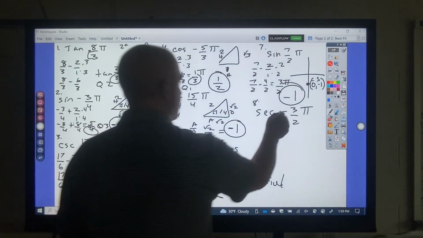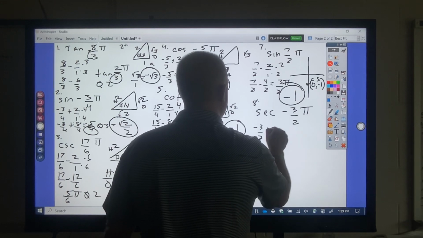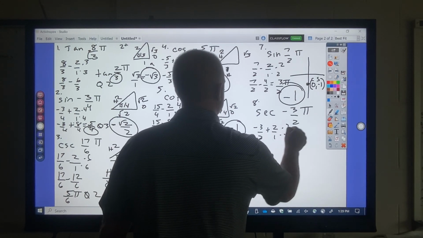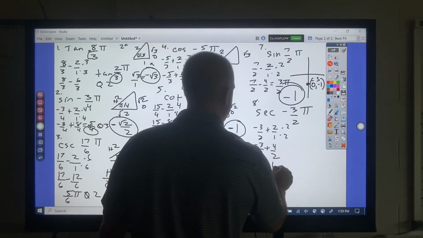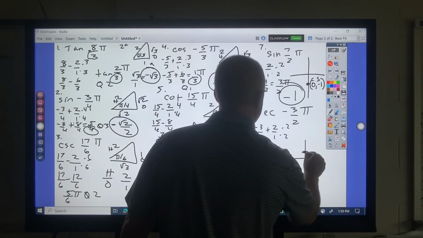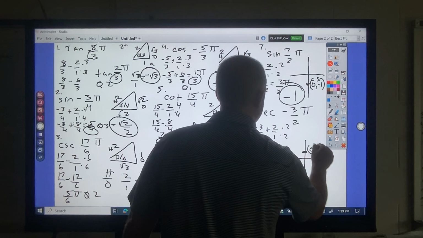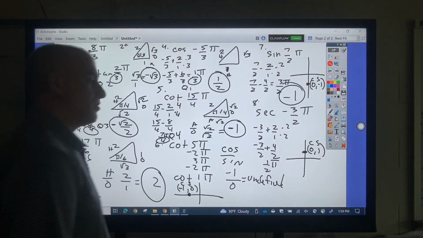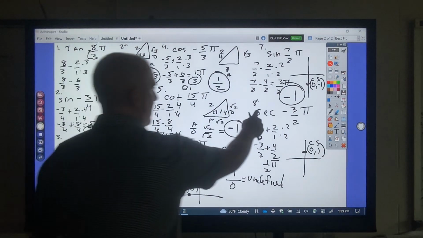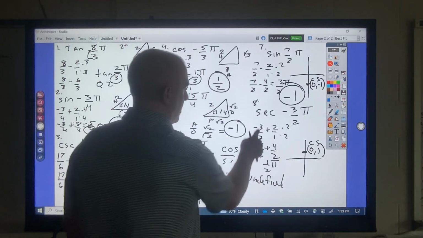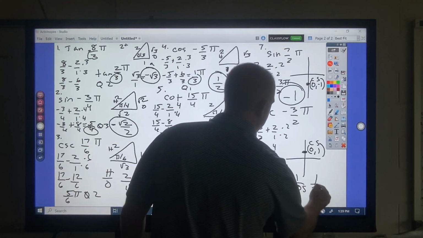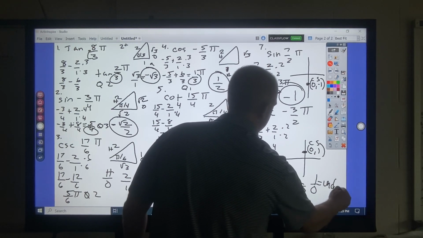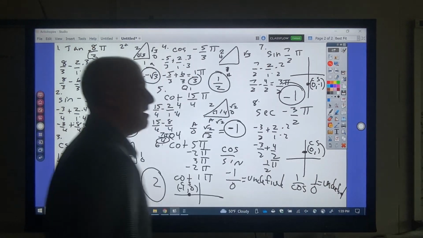And then this one, I'm going to have to add 2 pi. So that's negative 3 over 2 plus 4 over 2 is 1 over 2 pi. So that's going to be here, 0, 1, for cosine and sine. Now it's not convenient because I have to have secant. Secant would be 1 over cosine, so 1 over 0, which is undefined. And that's how you do the ones.